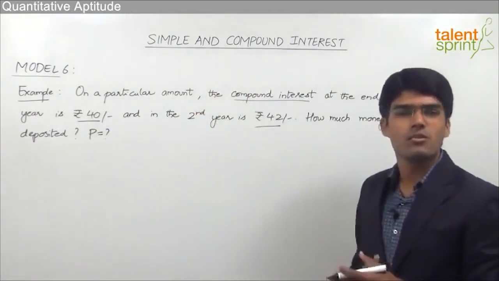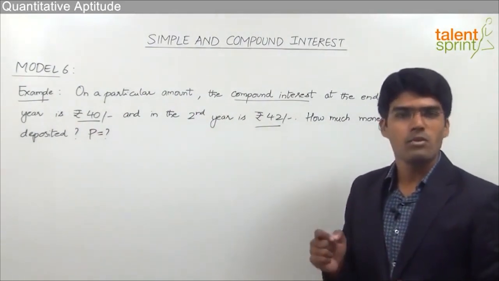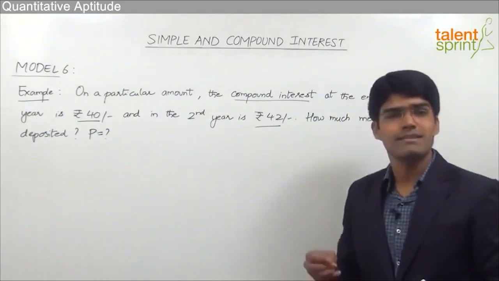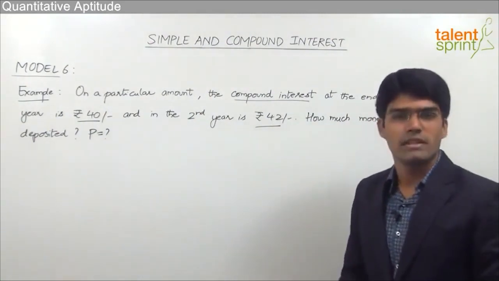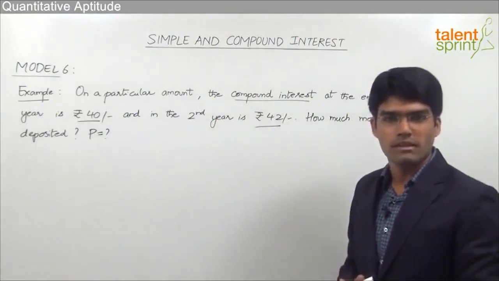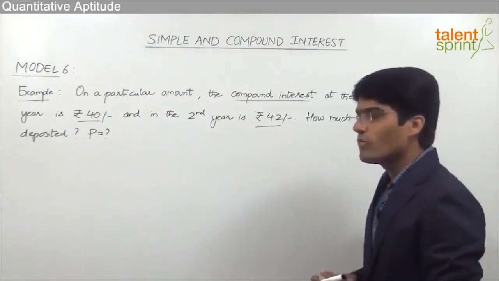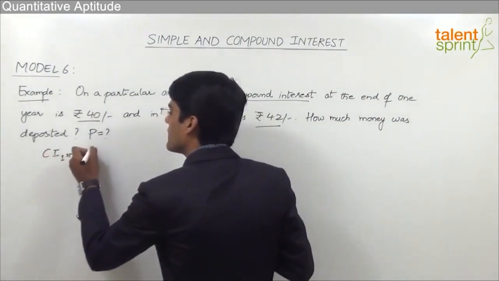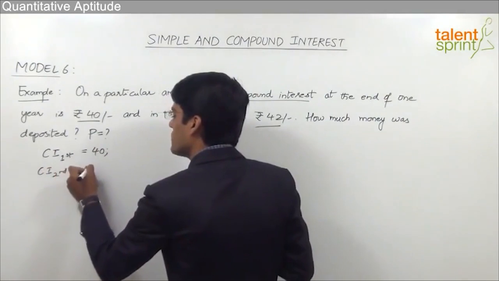Generally, this question is considered to be a difficult one and students try to avoid this. But if we go in a smart way using the concept of percentages, this question can be answered in less than 10 seconds. But let us first understand the general way of solving the question. Now as given here, the compound interest for first year is 40 and for the second year is 42. So the compound interest for first year is equal to 40 and compound interest for second year is equal to 42.